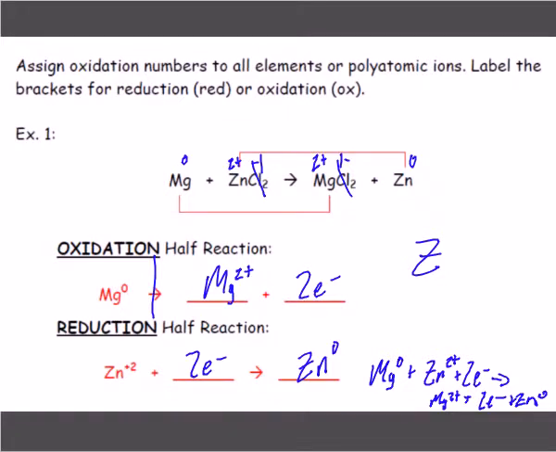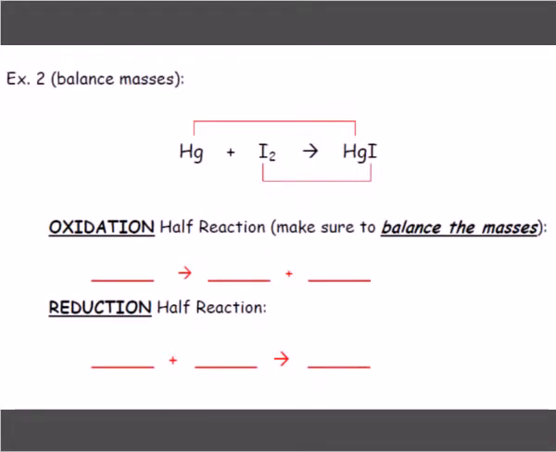Okay, I want you guys to try example number 2 in your notes. Assign our oxidation numbers. Easy. 0 and 0 because they're by themselves. Okay, what about in our compound? Which one has the negative charge? Iodine. It's the more electronegative element. The charge then on mercury has to be what? +1, so that they're balanced out because there's no charge there.